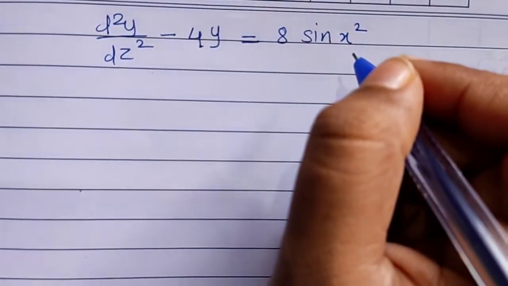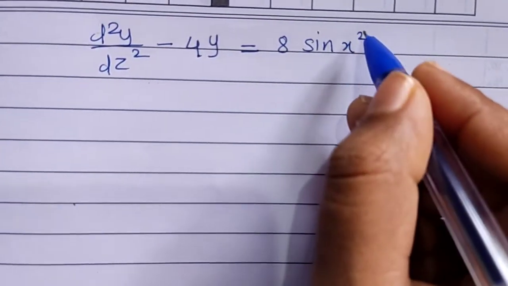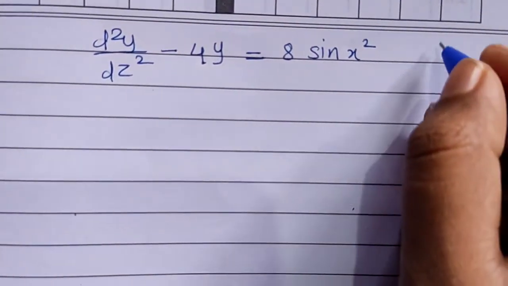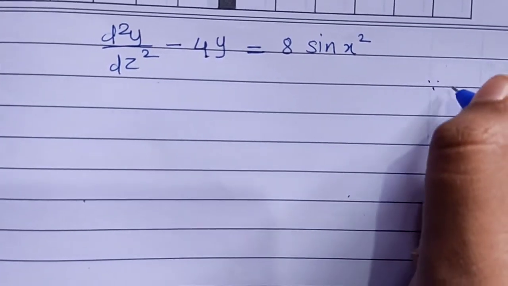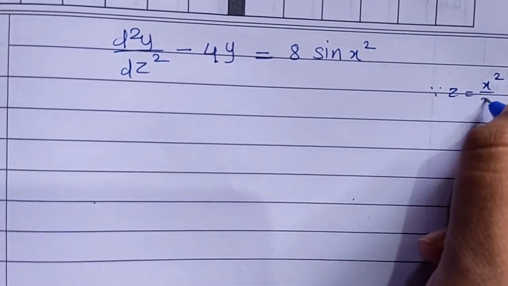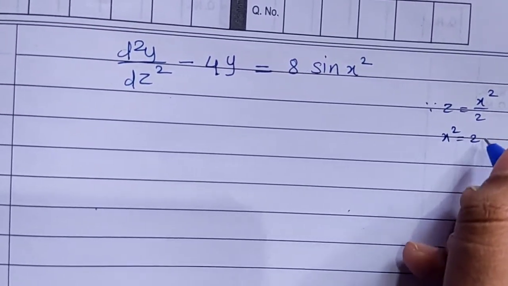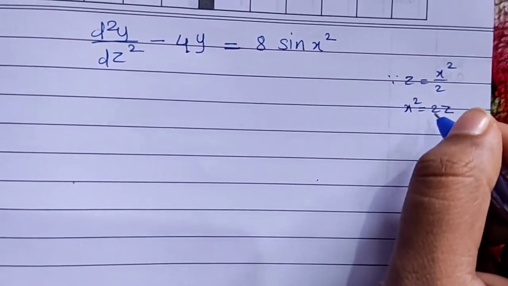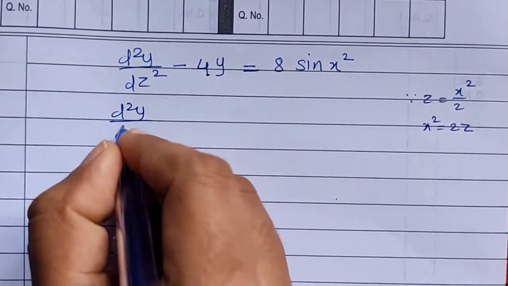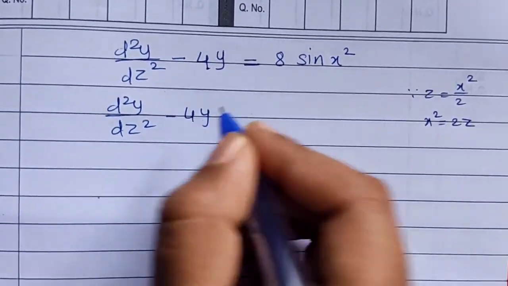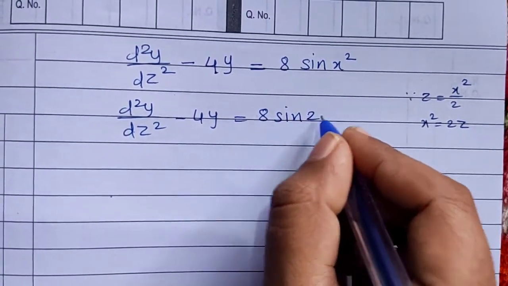In this equation the independent variable is z, so we have to change this variable. We know the value of z: z is equal to x square by 2. So x square is equal to 2z. Putting the value of x square equal to 2z in this equation, we get d2y by dz square minus 4y is equal to 8 sine 2z.